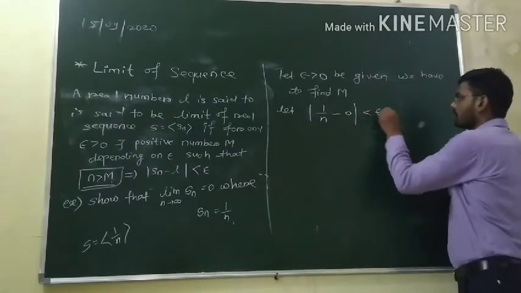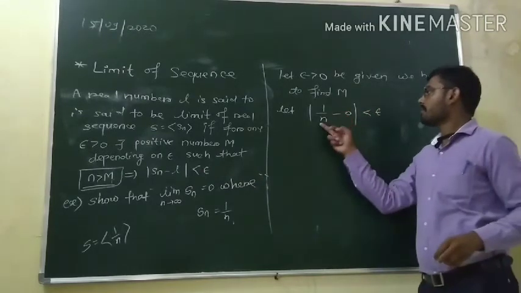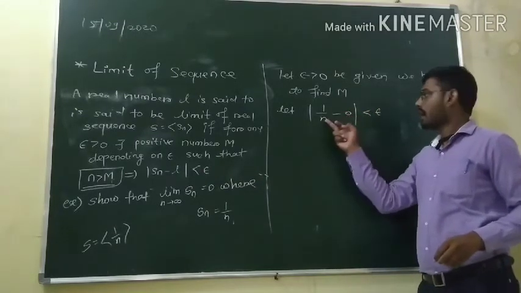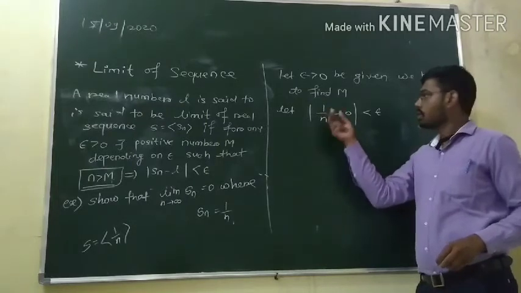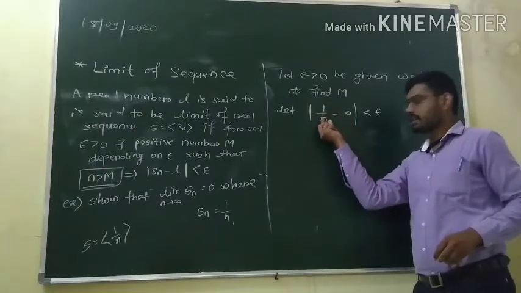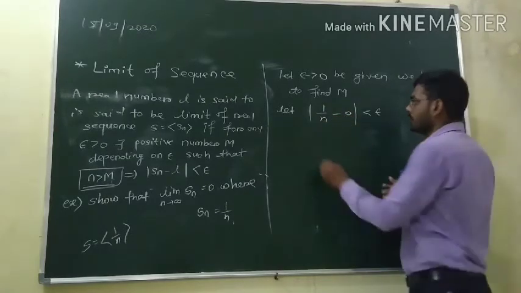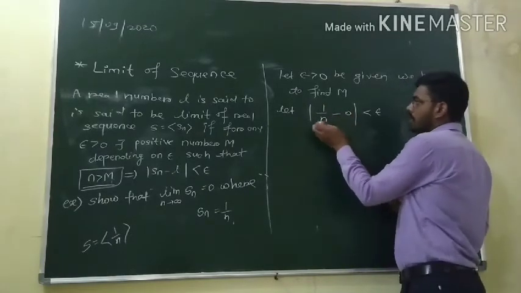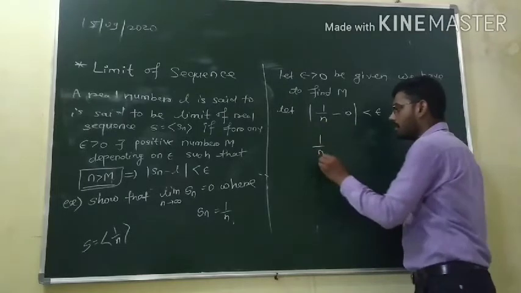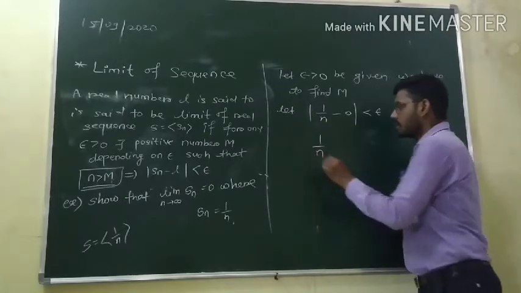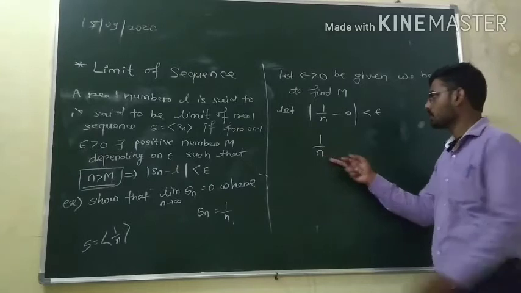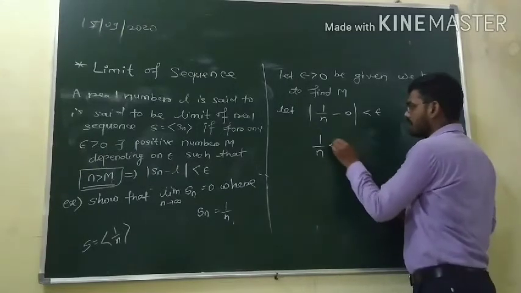Now 1 by n minus 0 is 1 by n, and n is a natural number, so positive. So the mod of 1 by n is again 1 by n. Why? n is positive, so 1 by n is also positive. This becomes 1 by n less than epsilon.